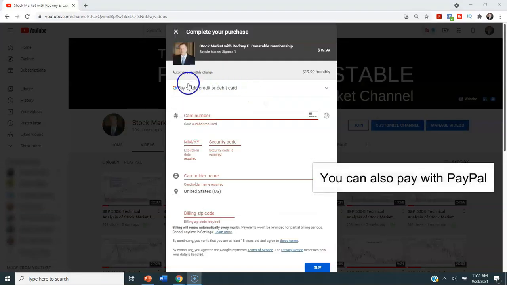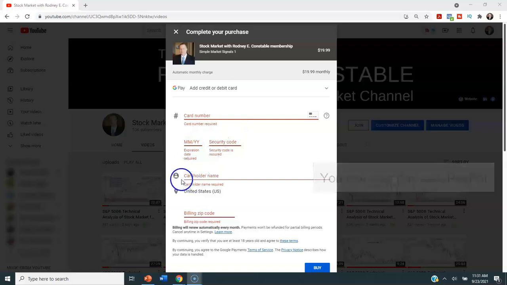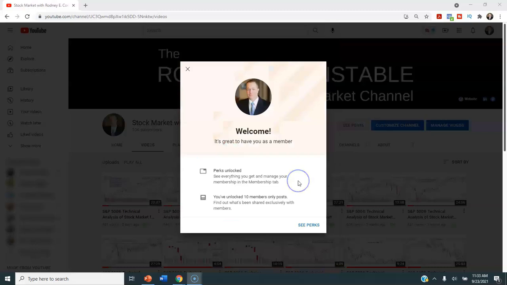As you can see here, you can pay with either a credit or debit card. Enter your card number, of course, the month and year of expiration, security code, cardholder name, and your billing zip code. So I'm going to fill all of this information in, and I will be right back. Once you hit that buy button, which is in the lower right-hand corner of that previous box, you will then get this pop-up.